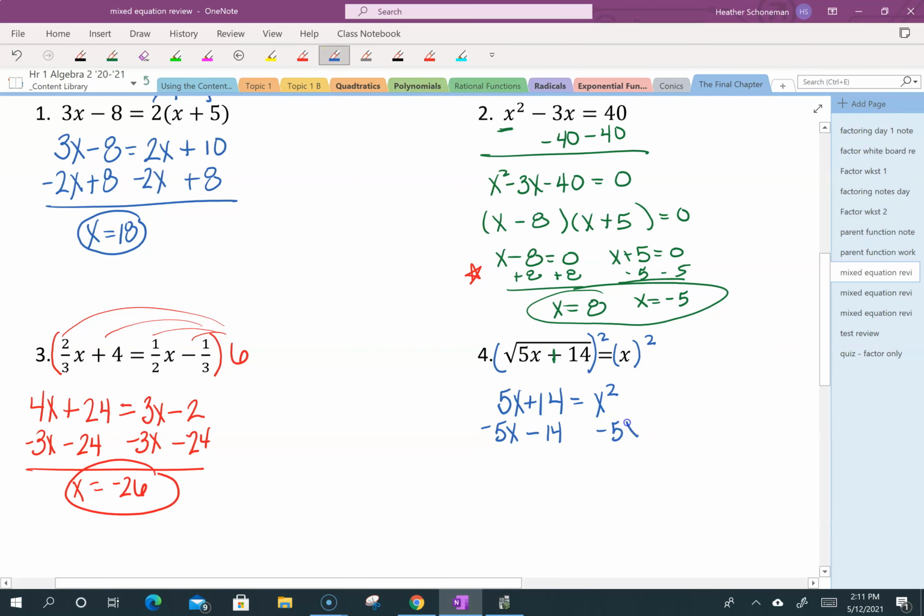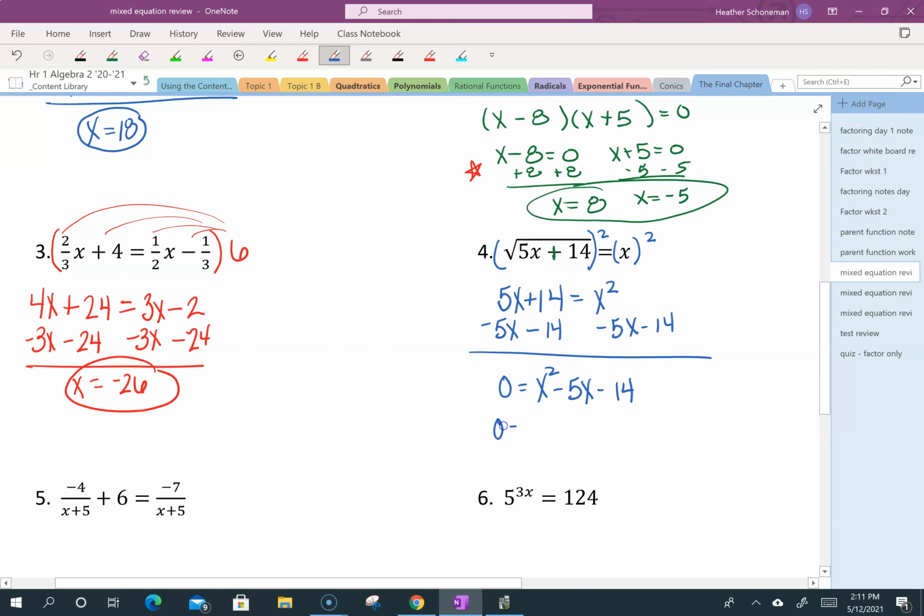Well, we'll solve it by factoring. You could also do the quadratic formula. You could graph. You could complete the square, but factoring is the most efficient. So we're going to do that. Two numbers that multiply to negative 14 and add to negative 5 would be negative 7 and 2. So x is 7 and negative 2.